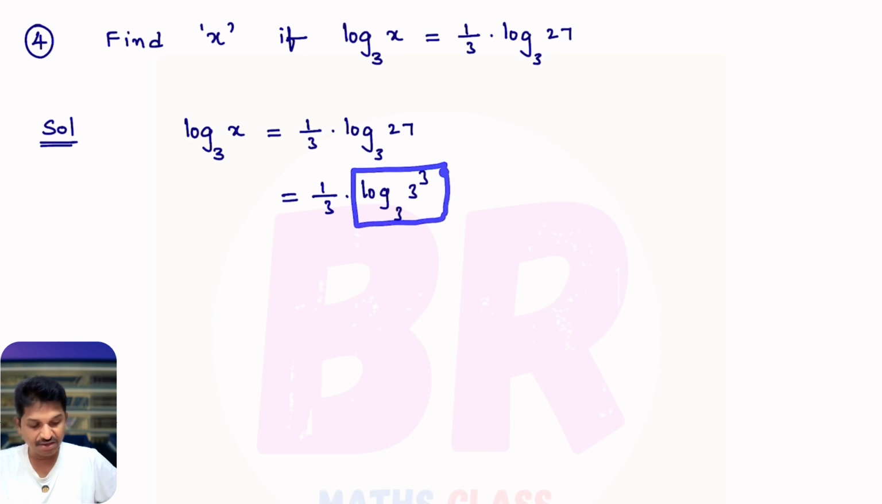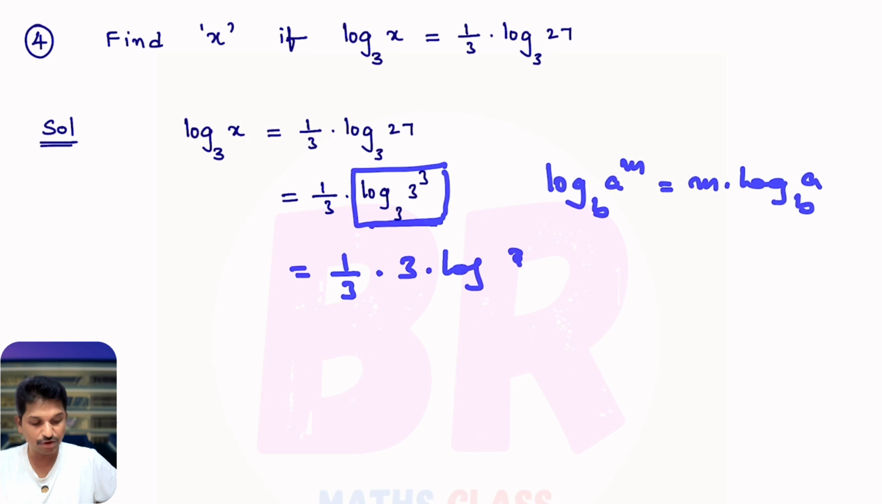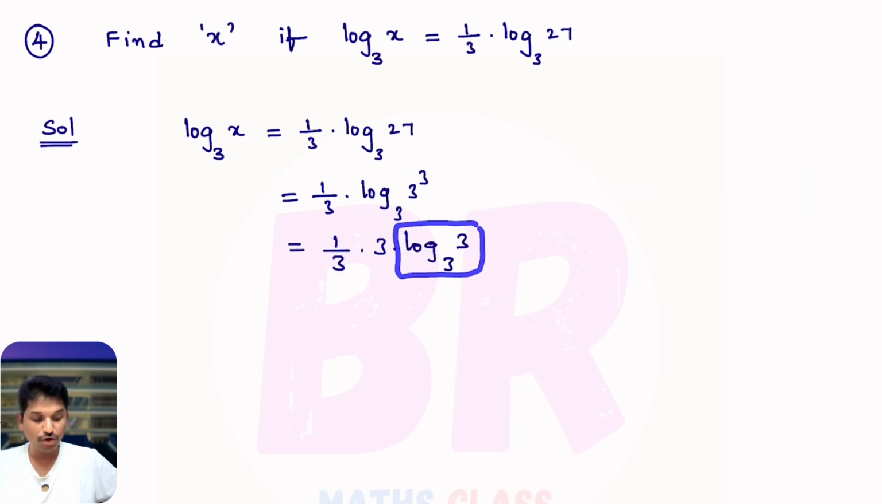You observe this part. We know this formula, logarithm of a power m base b equal to m into log a base b. By using that formula, this can be written as 1 by 3 into 3 times of log 3 base 3. What is the value of log 3 base 3? We know log a base a value is 1. We derived this result. So log 3 base 3 value is 1. So here this 3 will get cancelled and this will become 1. So total, what is this? This is 1. So log x base 3 value is 1.